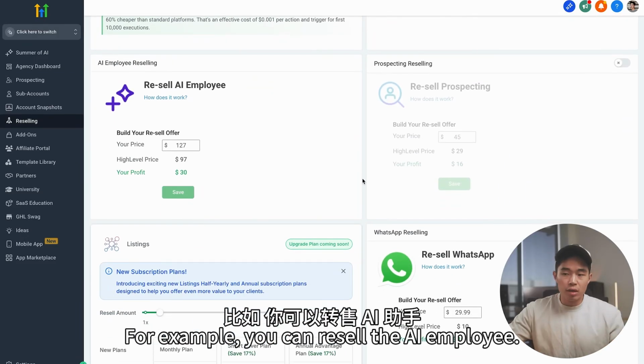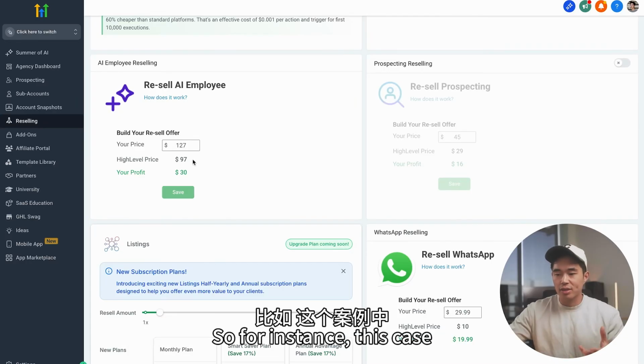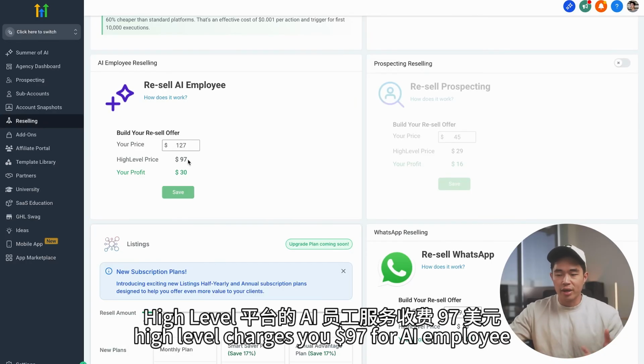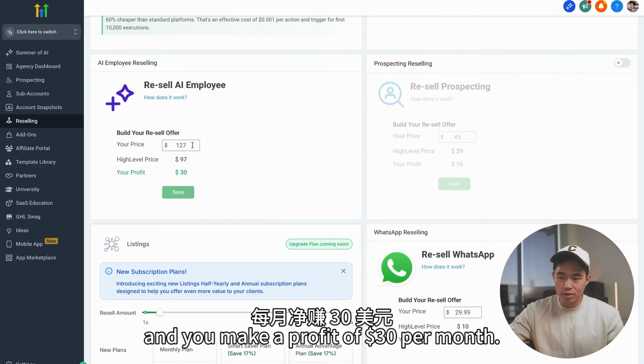For example, you can resell the AI employee. It's going to tell you the price that you're paying. So for instance, in this case, GoHighLevel charges you $97 for the AI employee, and you can sell it at your rebilling price. So let's say $127 for your client, and you make a profit of $30 per month.